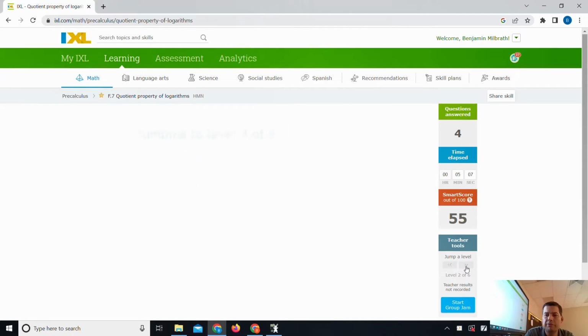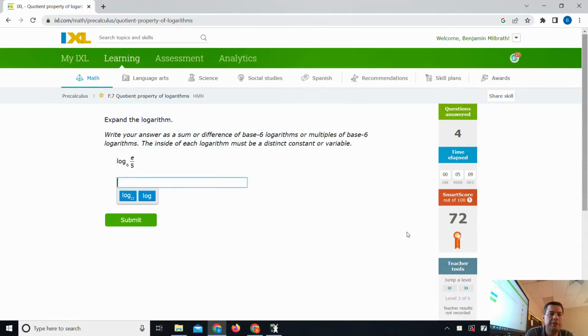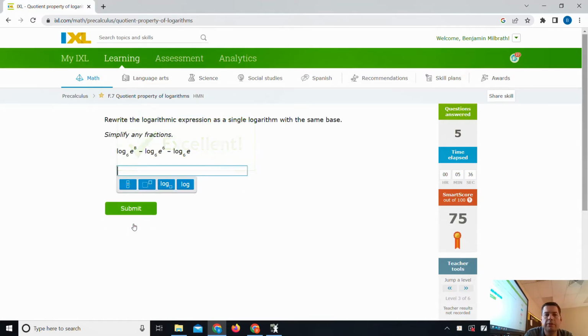Here we have another one of these. It's very similar, so jump up to level 3, see if anything gets interesting. Log base 6 of e over 5, and it says write your answer as a sum or difference of a base 6. They want us to expand this thing. It'd be a log base 6 of e, take away a log base 6 of 5, because that 5 was in the denominator, and if you're in the denominator, the logarithm itself is going to be negative, which I've talked about.